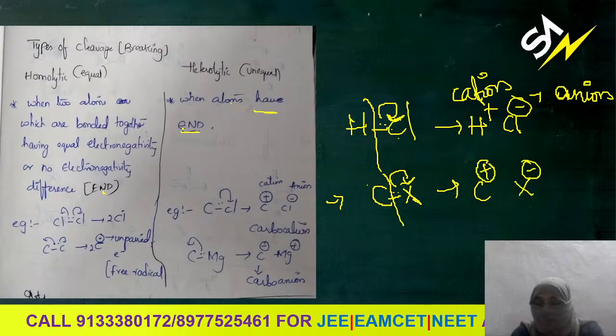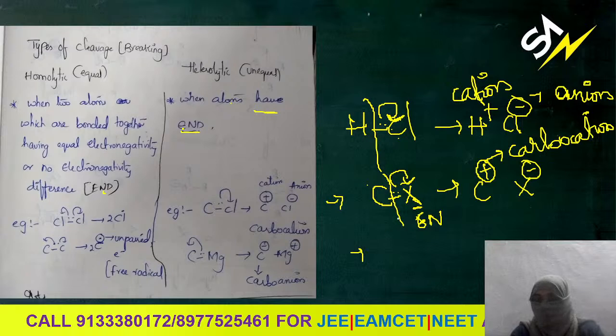Now in this case, the thing that matters to us is the carbon attached to the positive charge. That is nothing but called a carbocation. We don't have a concern related to the negative charge, because our concern is with carbon. That's why I'm giving the name carbocation. So simply remember, if carbon is attached to an electronegative element, a carbocation will be generated.